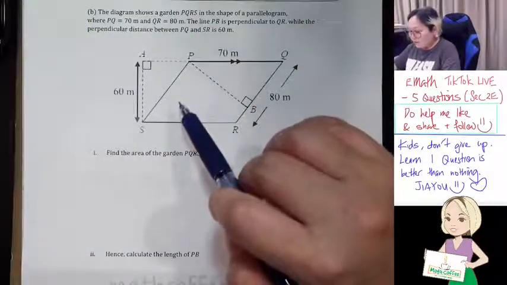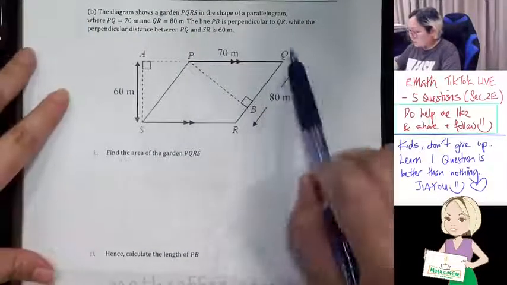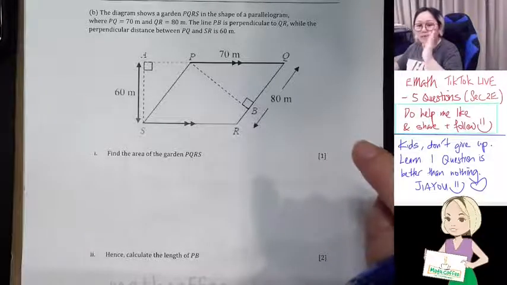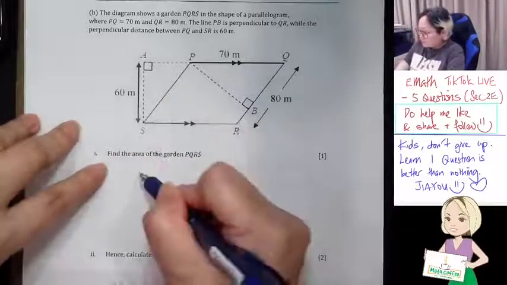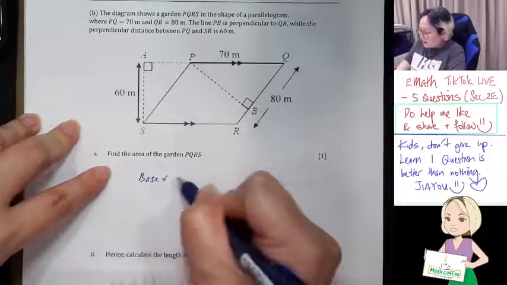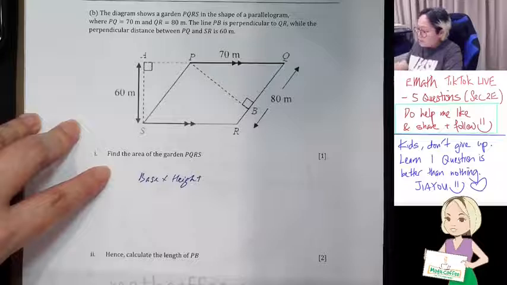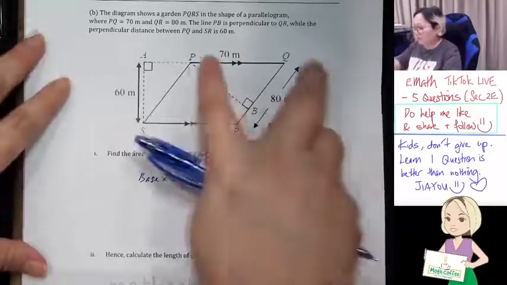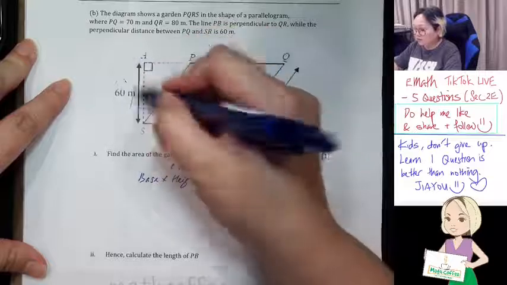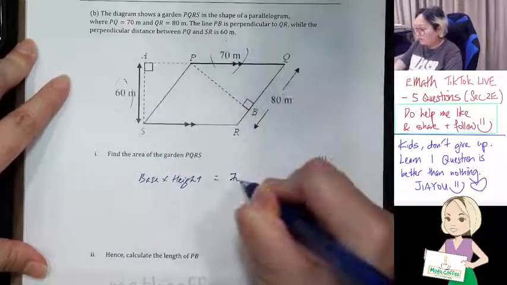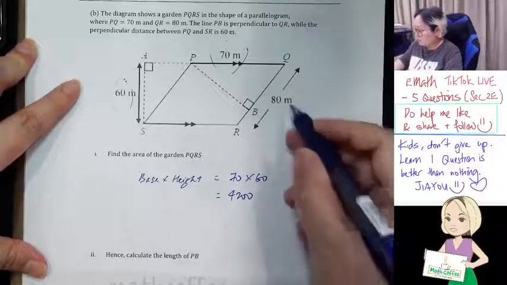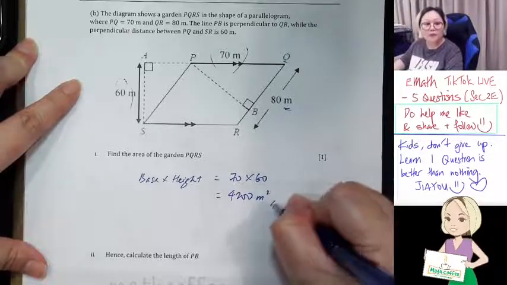So this one, parallelogram PQRS. You need to know the formula to find the area of a parallelogram: base times height, okay? So we know that this is a parallelogram, so it is base times height. Let's find the base and the height. So let's say this is 70, and the perpendicular height is 60. This one is very straightforward. It's just 70 times 60, and it will give you 4200 meter square. Done.